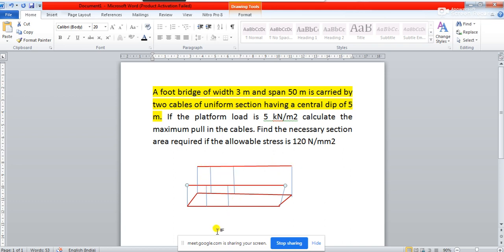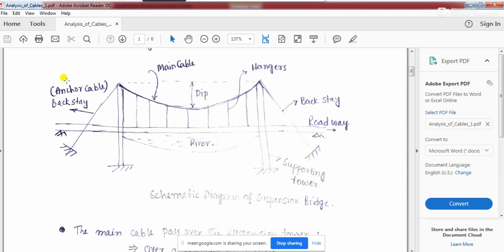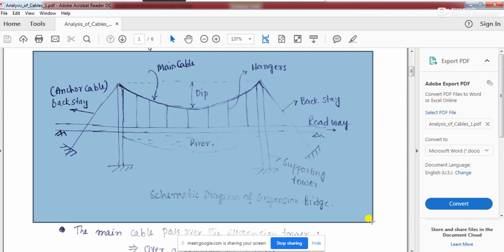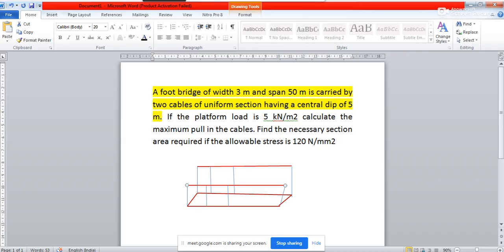Through the hangers. If you see the front view or side view of this bridge, you are going to see something like this. Instead of this parabola, I have just drawn a horizontal line, that's all. So you see in the problem, the width of the bridge is 3 meters, and the span is 50 meters.